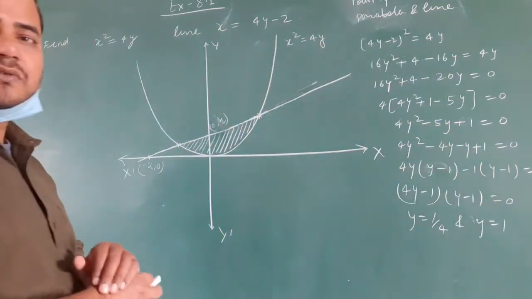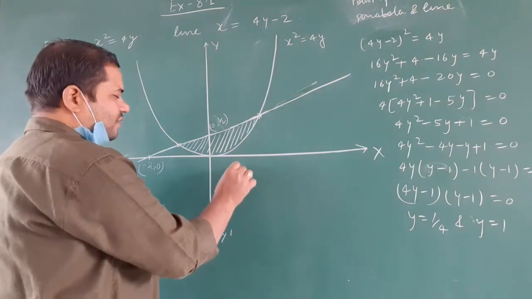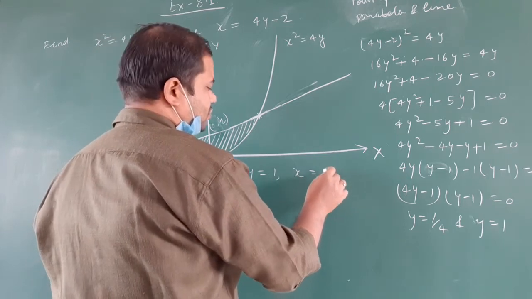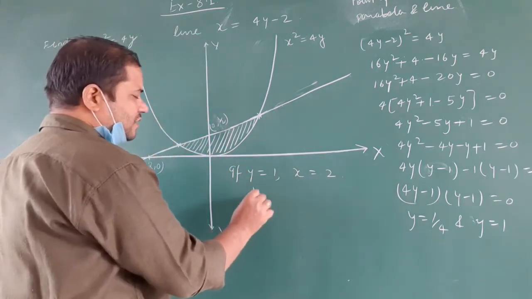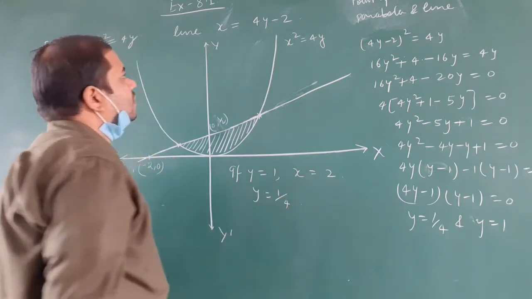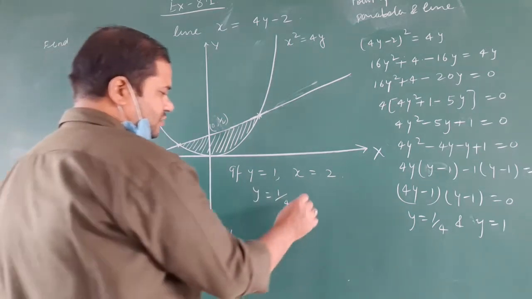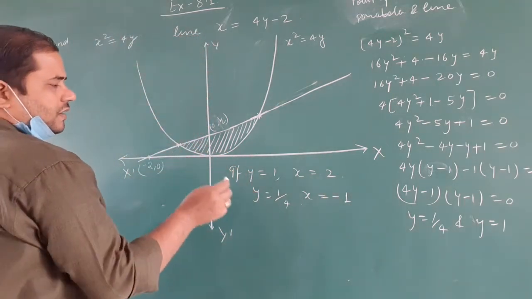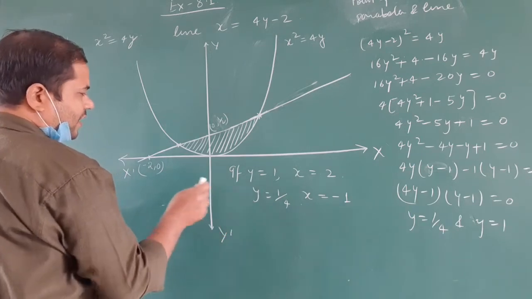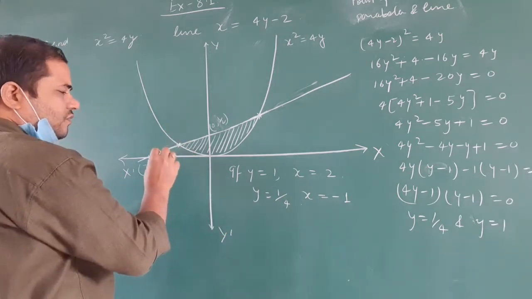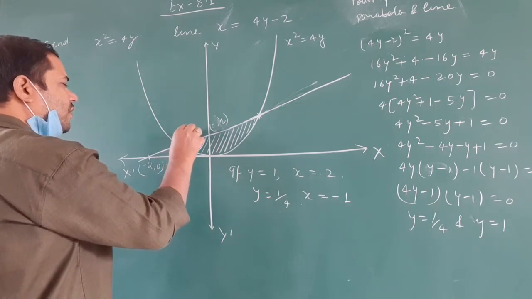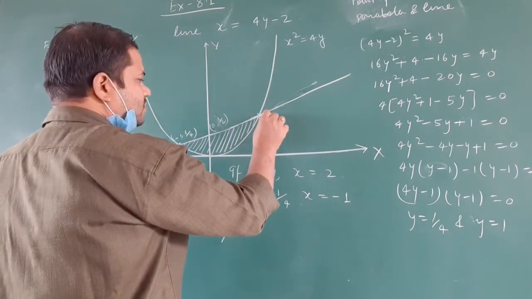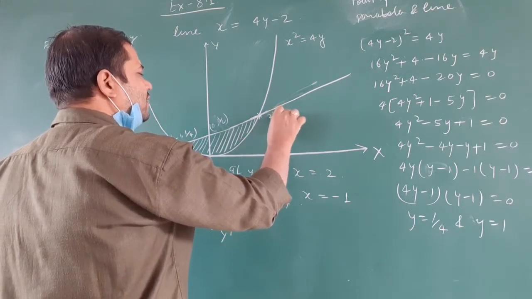So if y is equal to 1, then x must be 4 minus 2, that is 2. Okay? And if y is equal to 1 by 4, then x is equal to minus 1. Okay? So this point is minus 1 comma 1 by 4. And this point is 2 comma 1.